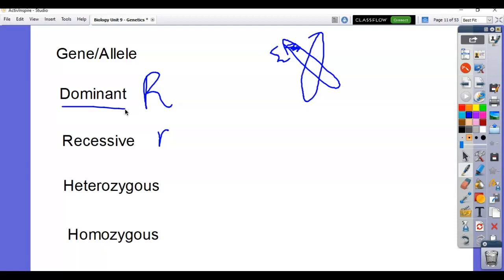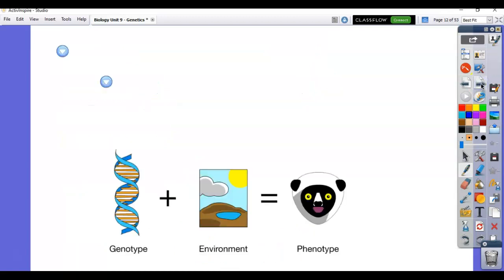Now what happens is that gene from mom and that gene from dad come together, and then the dominant one, if there is one, is going to win out. Heterozygous we said is two different letters, so a big R and a little r. In this case, the big R would win because it's dominant. It overpowers the other one. Homozygous means the same, so two of the same. It's either going to be big R, or it's going to be little r. So that's our review.